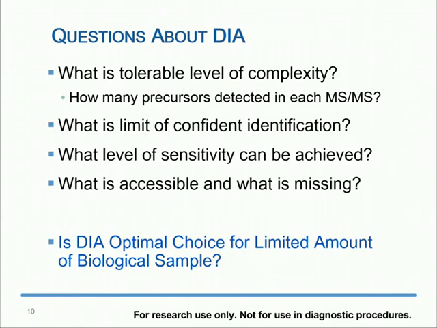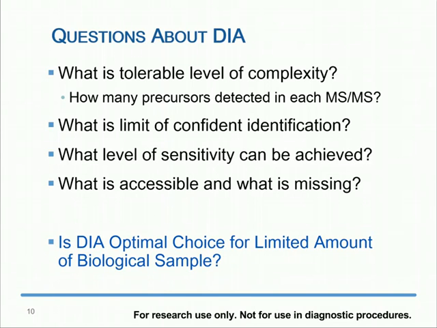So the questions that I have about DIA is, what is the tolerable level of complexity that you can have in your sample? How many precursors can actually be detected in the MS-MS and matched to the fragments using the spectral library approaches? What's the limit of confident identification? What level of sensitivity can be achieved for the low-level proteins, the signaling hubs, for example, in cancer that you're really interested in observing? And what's accessible and what is missing? In my mind, we're still starting to work on these, and we have very much a research in progress presentation for today.